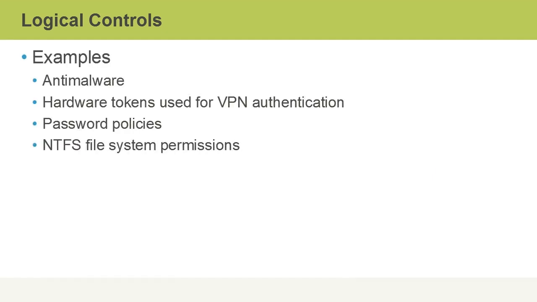Other examples of logical controls include anti-malware, hardware tokens used for VPN authentication, where the hardware token's going to have a numeric code that changes periodically that is synchronized with the VPN appliance. So we have to enter in that unique numeric code within a certain time frame to successfully authenticate to the VPN. Password policies are another example of logical controls, as are NTFS file system permissions.